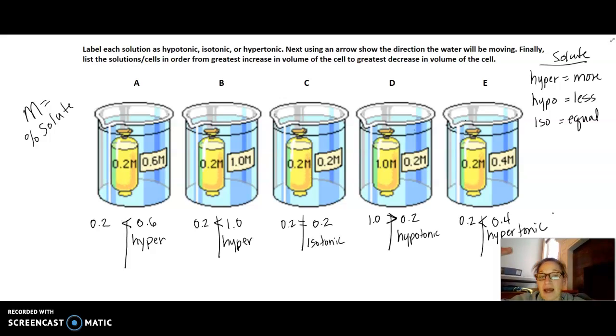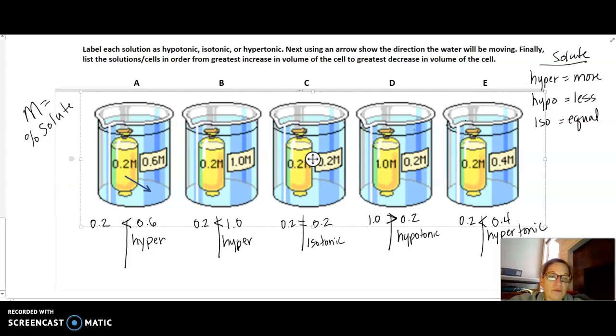Now we can determine how is water going to move. So the next part is using an arrow, show the direction the water will be moving. All right, so I'm going to go ahead and get some arrows here. So in the first one, because it is in a hypertonic solution, water will come out of the cell. And so water will be moving out of the cell in order to dilute the hypertonic solution, because there's more water in a 0.2 molarity than there is in a 0.6 molarity, because that is the solute.